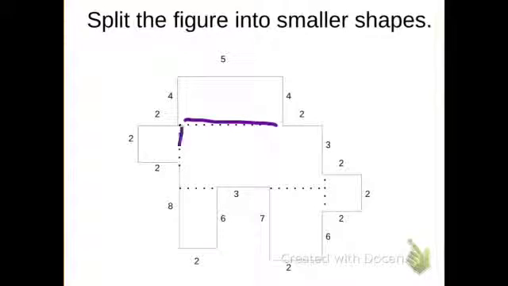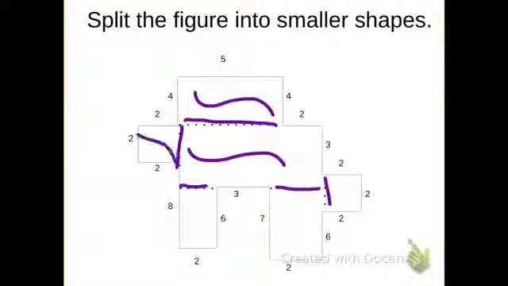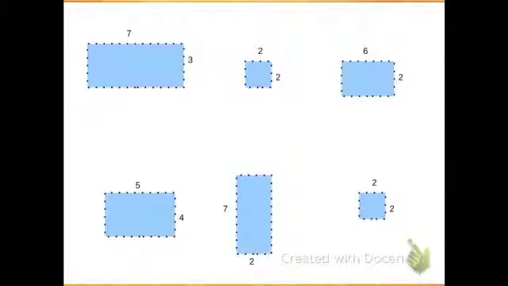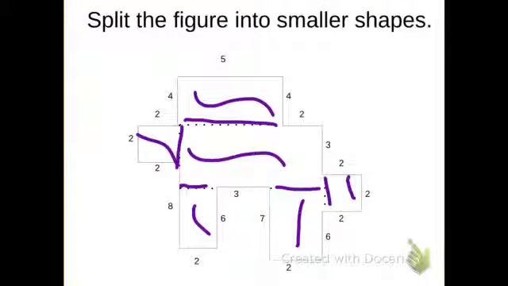So split that one, that one, that one, that one, and that one, and you would have 6 different shapes right here, right here, right here, right here, right here, and right here to work with. And here are all your shapes. You would have a 7 by 3, 2 by 2, 6 by 2, 5 by 4, 7 by 2, and 2 by 2. Same as what you have over here.